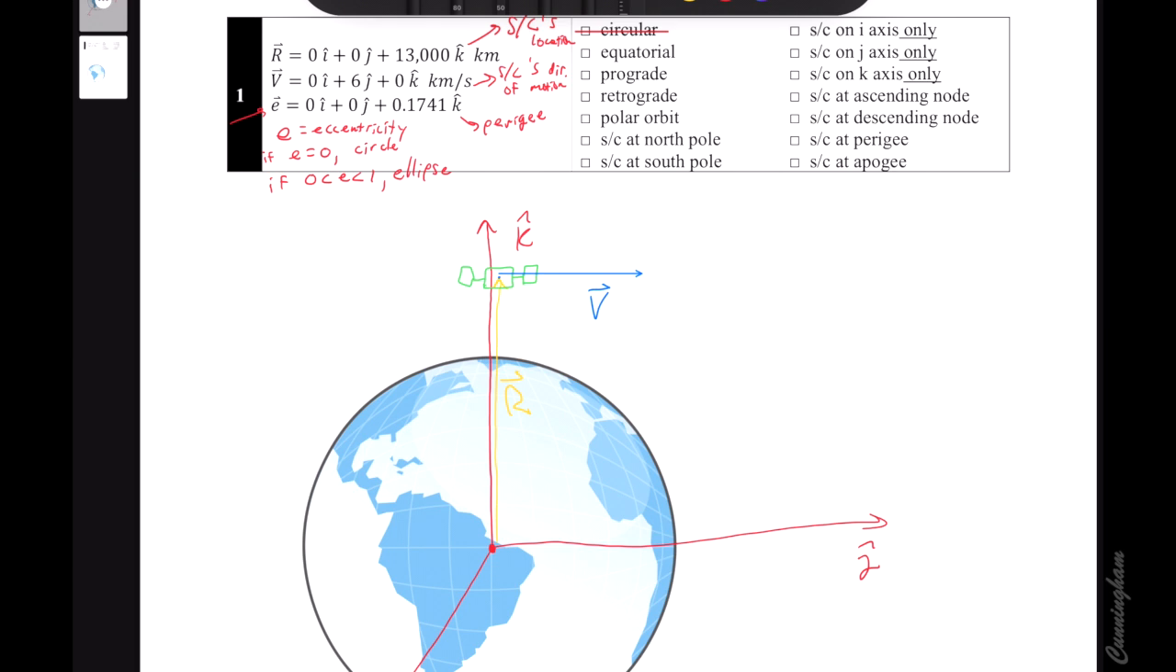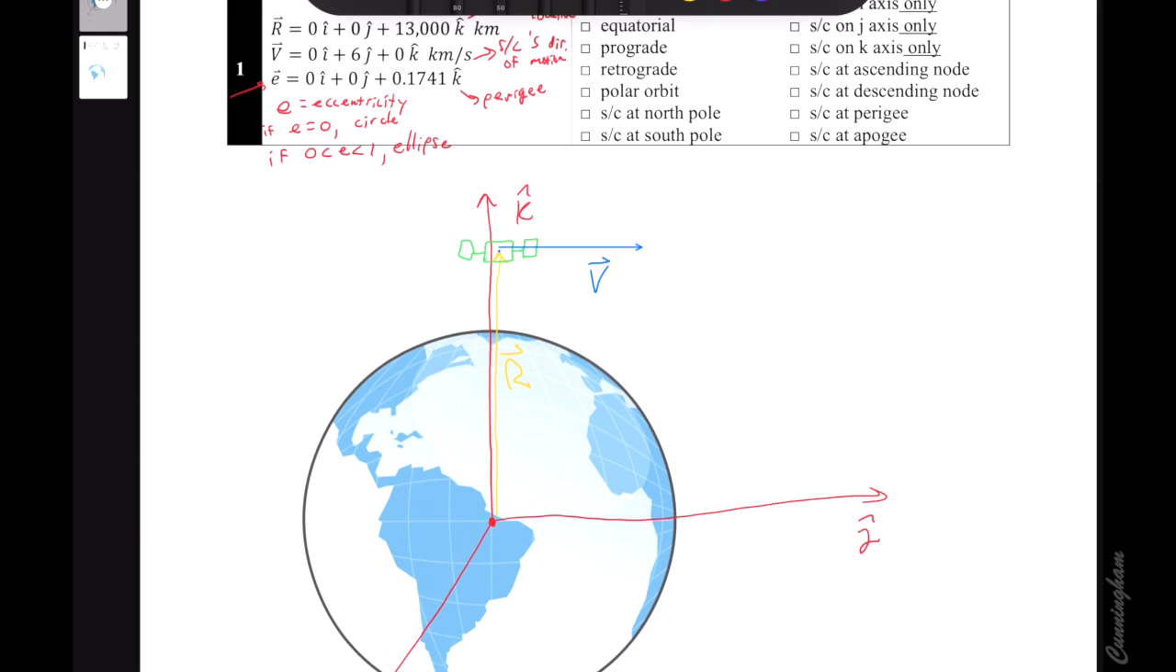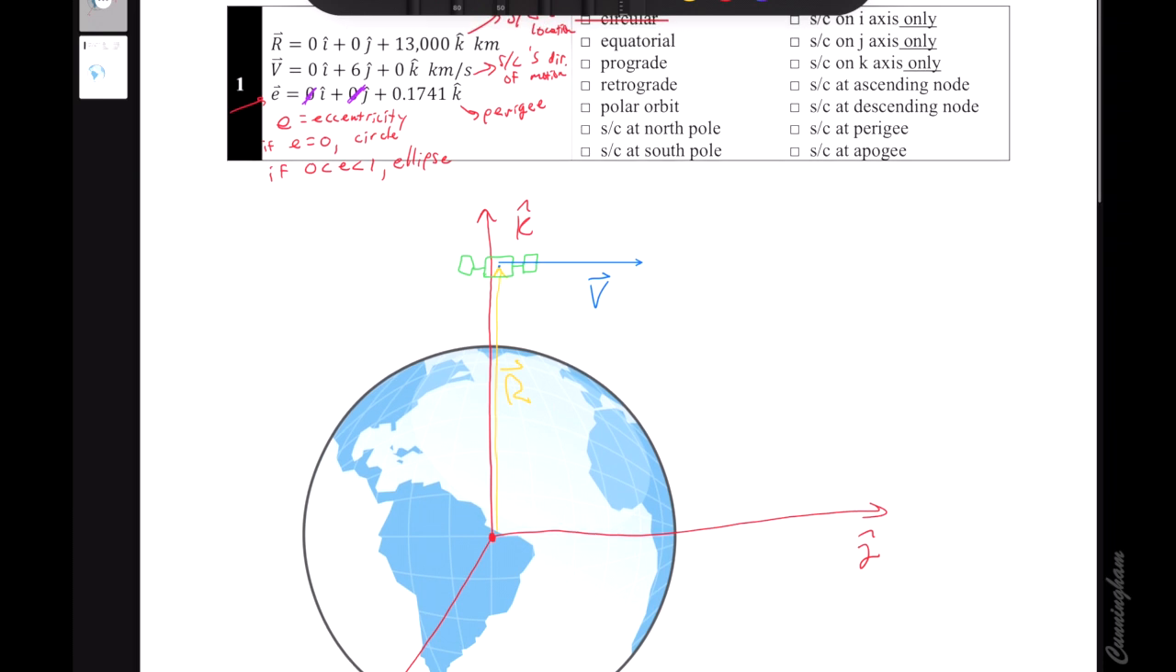Let's see. So the eccentricity vector points towards, what is it again? Points towards perigee. And our eccentricity vector has basically no i hat component, no j hat component. It's also all in the positive k direction. So what does that mean? Well, it's pointing basically at the exact same place that the r vector is. There's my e vector.